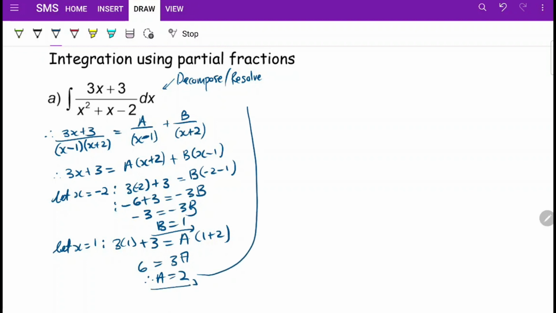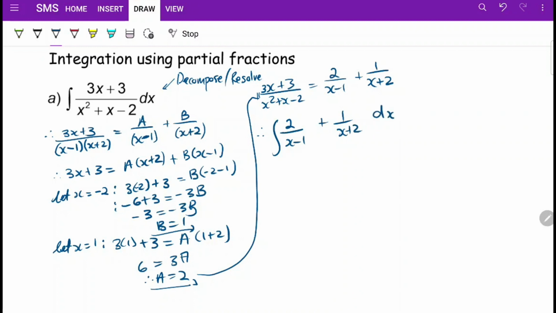I'll just continue working on the side here to save space. What that means is that the expression we have there, once we resolve it into partial fractions, looks like this: A is 2, so 2 over x minus 1, plus B, which is 1 over x plus 2. So this is our expression, and now we need to integrate it. The integral that we're supposed to work out will now work out the part that we have resolved into partial fractions.